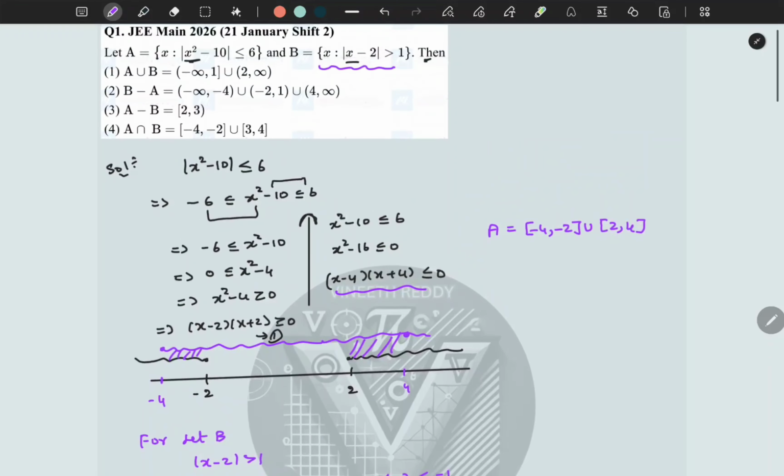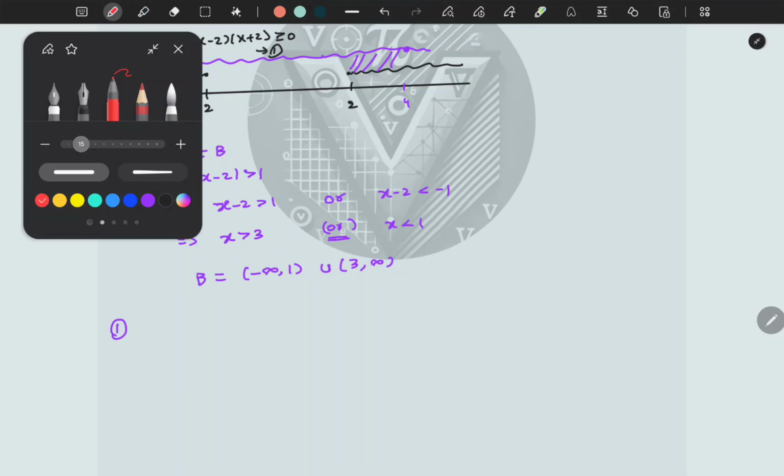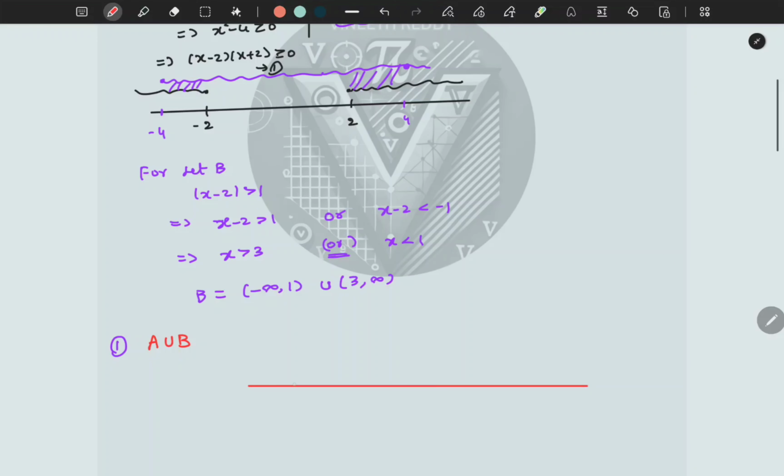Now let us analyze option by option. Let us not worry about this part. Let us only focus on the left hand side. So the first option says A union B. What do we get? When I take A union B, let me plot, I think plotting will definitely be helpful. So minus 4 is somewhere here, minus 2 is somewhere here, 2 is somewhere here, and 4 is somewhere here. So this is A. Now for B, let me use a different ink. B says minus infinity to 1, so 1 is somewhere here, and then 3 to infinity.